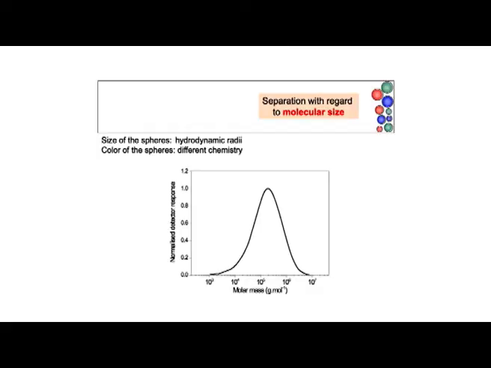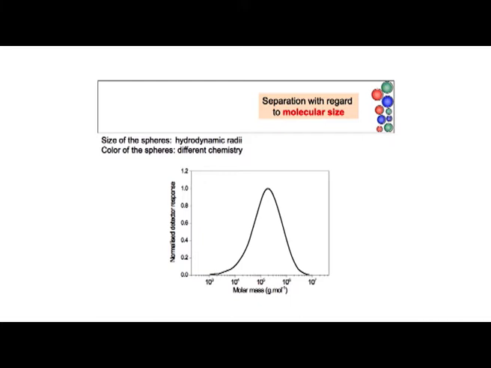So SEC is mainly used for the separation of large molecules such as proteins, macromolecules and industrial polymers, to determine their average molar mass and the molar mass distributions. As you can see, I have given one of the examples here. We have samples containing balls of different colors. The color tells about the chemistry of the sample, and the size tells that they are of different sizes.